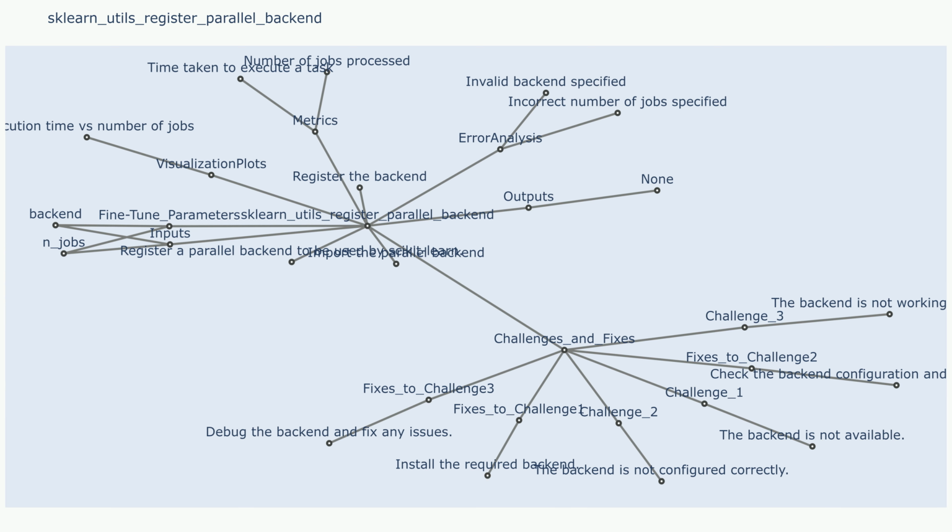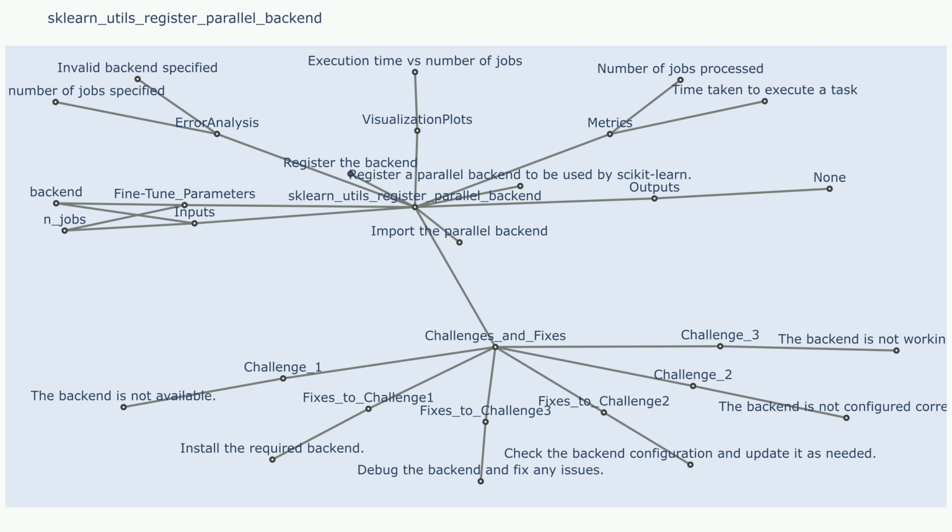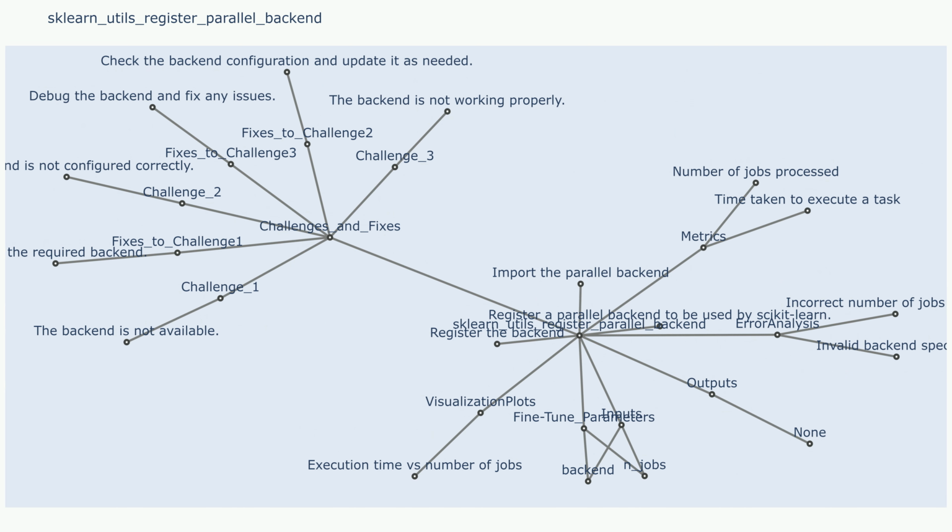Inputs: backend, the name of the parallel backend to use. Common options include: threading, which utilizes multiple threads within a single process. Multiprocessing creates multiple processes to execute tasks concurrently. Dask, a distributed computing framework for scaling data analysis tasks. Loky, a multiprocessing-based backend that supports nested parallelism. Joblib, a library that provides parallel processing capabilities.